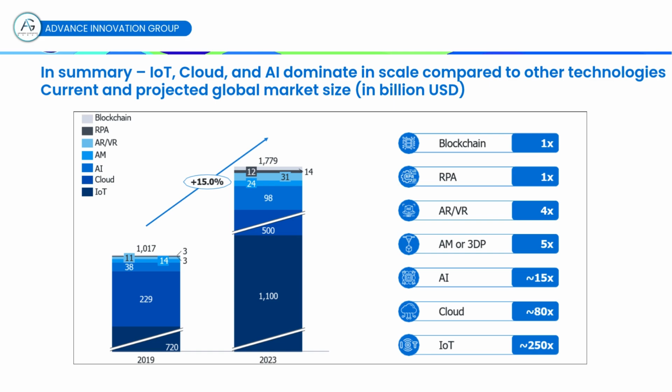In summary, the technologies dominating the market in terms of scale and projected growth are IoT, cloud, and AI. These are the key areas businesses and investors should focus on, as they are expected to lead technological transformation globally.